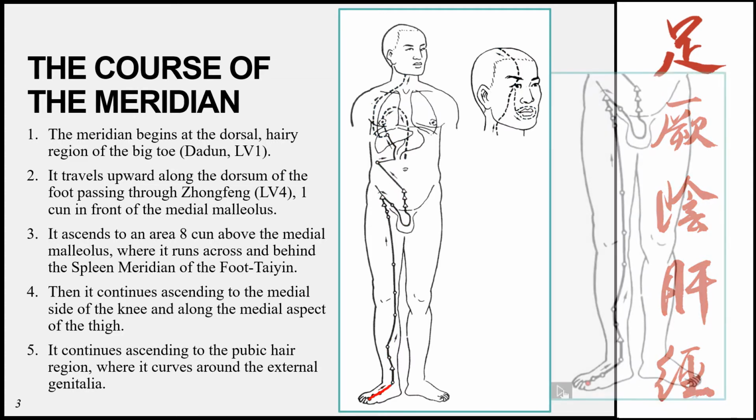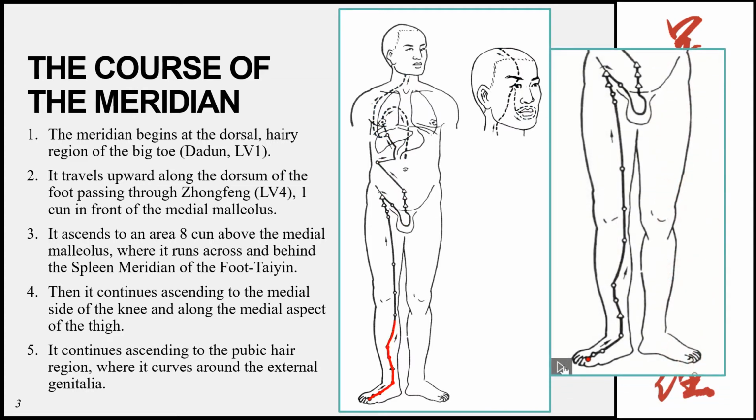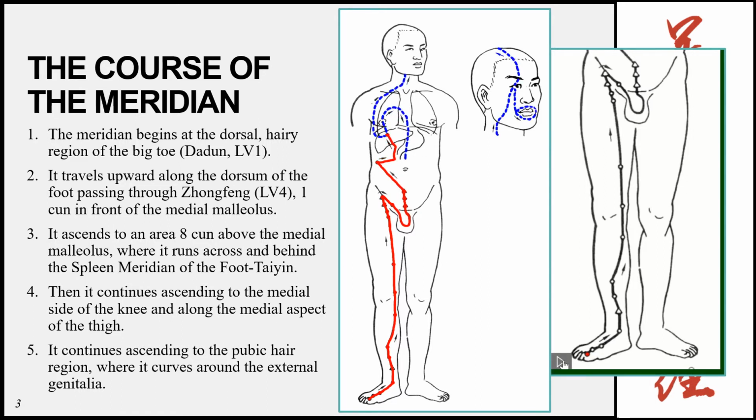This meridian starts at the dorsal end of the big toe, around the hairy region. This is known as Dadun, liver 1. From here, it travels upward along the dorsum of the foot, passing through Zhongfeng, liver 4, 1 sun in front of the medial malleolus. It continues ascending to an area 8 sun above the medial malleolus, where it runs across and behind the spleen meridian of the foot Taiyin.